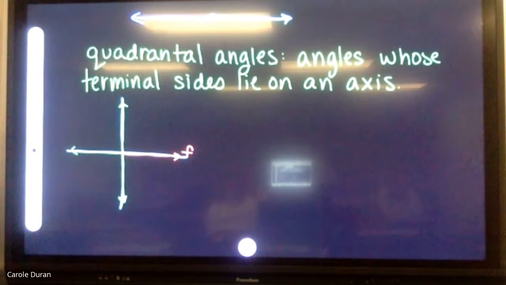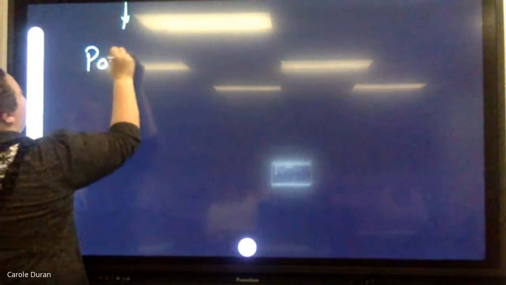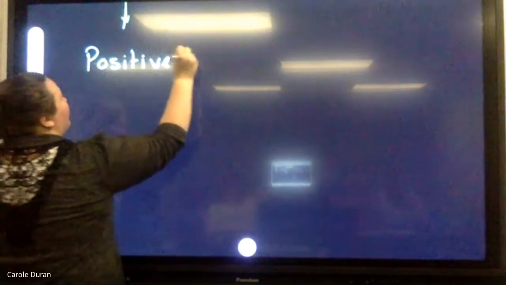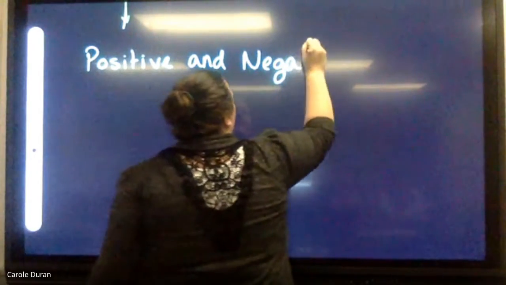Yes, Colin? Why is it not 90? It could be. And that's what we're going to get into next, which is positive and negative angles. You can thank Colin for that. How can an angle be negative? If you're going the opposite way, it's still an angle. Not according to our lovely coordinate plane.